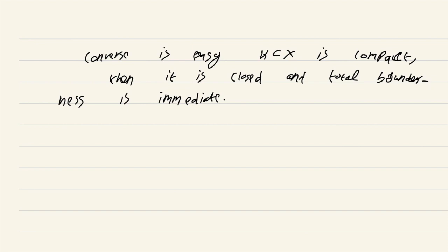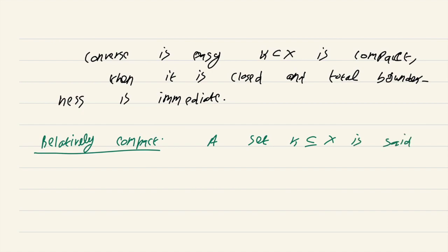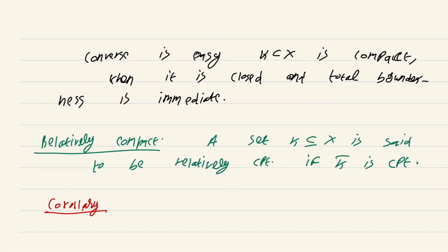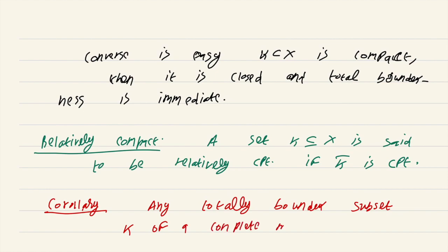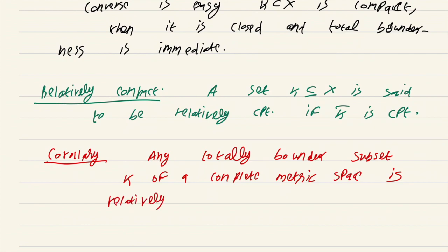So let me conclude with giving a notion that's very useful. This is called the notion of relatively compact. A set K subset of X is said to be relatively compact if K closure is compact. And we have an immediate corollary of the Heine Borel theorem. It says any totally bounded subset K of a complete metric space is relatively compact. And the proof is rather easy. All corollaries are usually very easy.